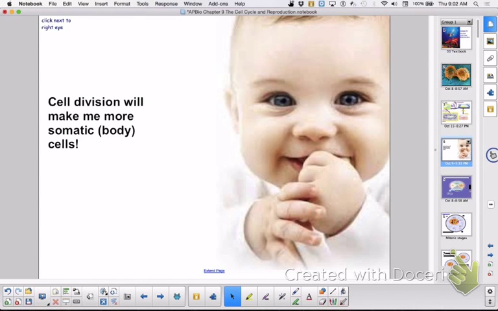Because there are certain parts of your body that are always generating more cells. Just like your bone marrow is still generating more blood cells, red blood cells and white blood cells. But the rest of you, not so much. Okay?